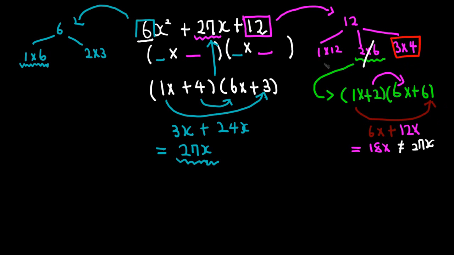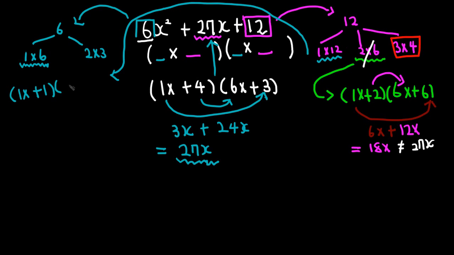And let's go to the third one. So for the third one, I'll go all the way here and write it. So first, (1x plus 1), we're just inputting 1 and 12, and then (6x plus 12).